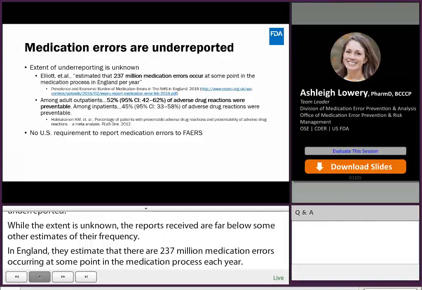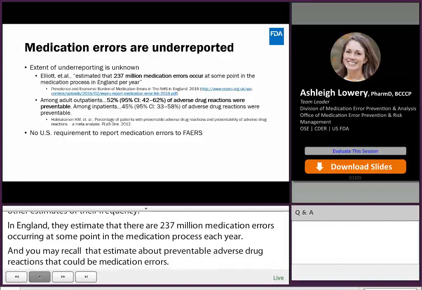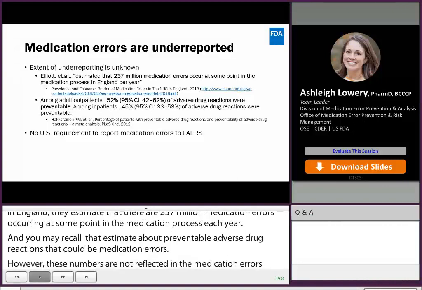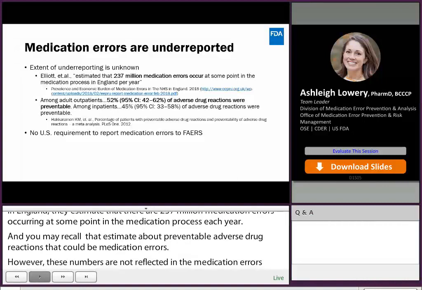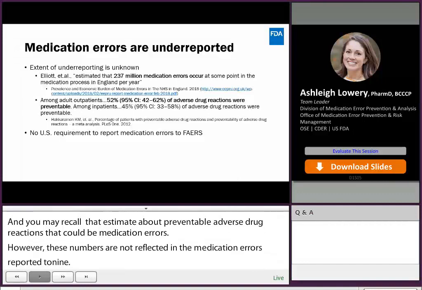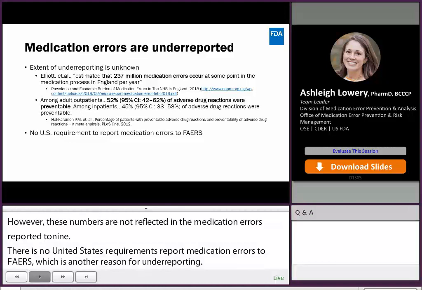There's no United States requirement to report medication errors to FAERS, which is another reason for underreporting. And underreporting may also be related to other barriers, including organizational culture, lack of reporting forms tailored for medication errors, fear of punishment or liability issues, as well as being unsure where or why to report this type of information.